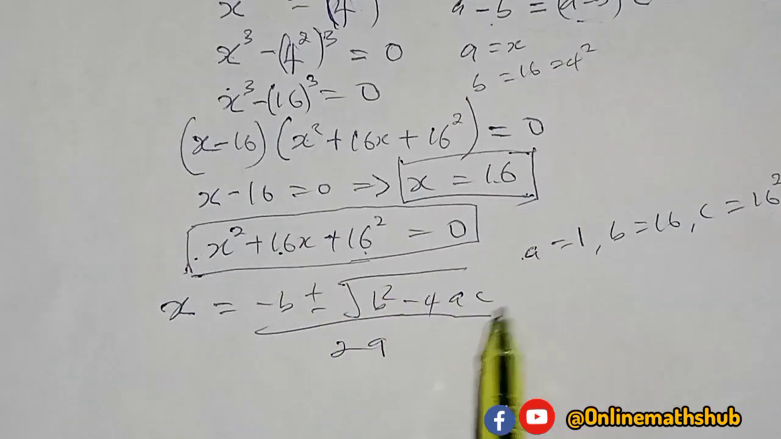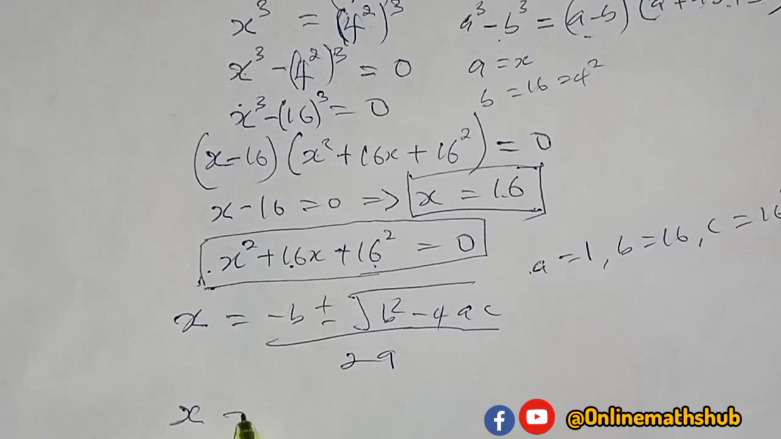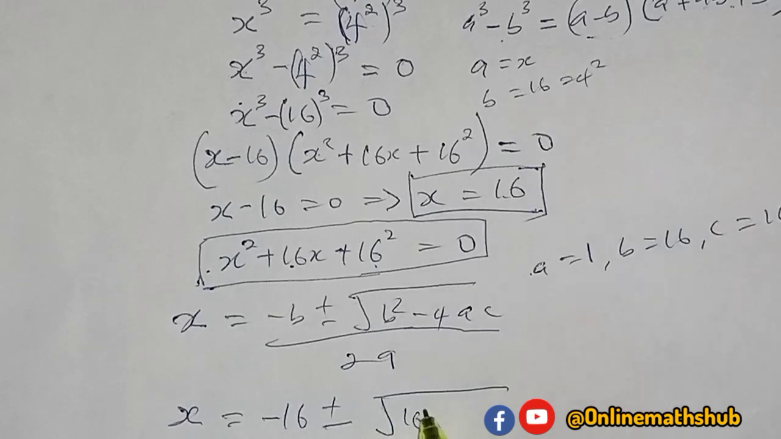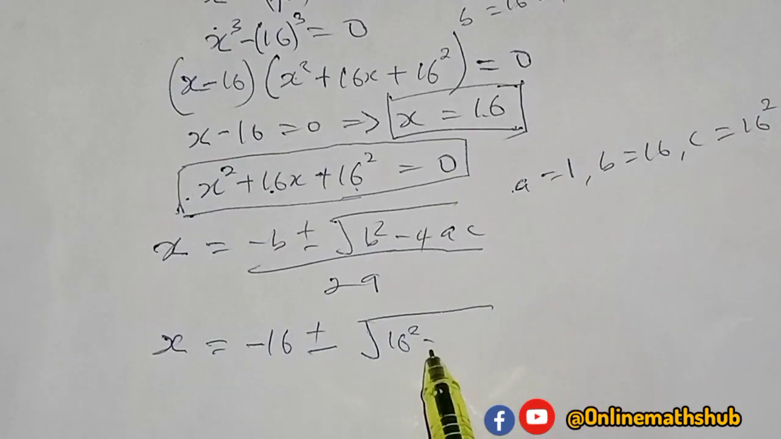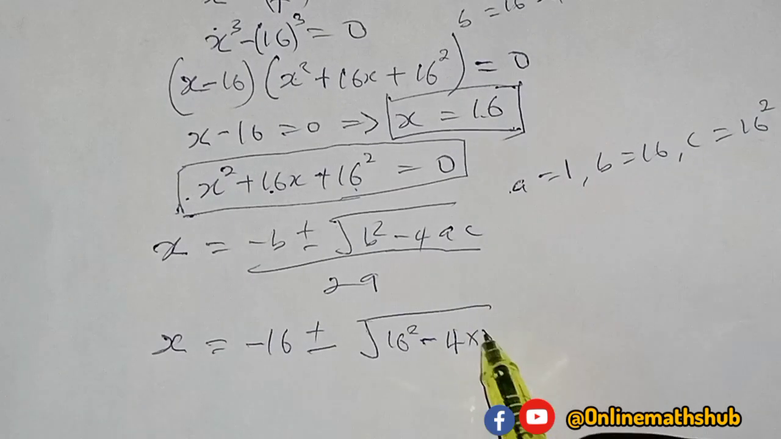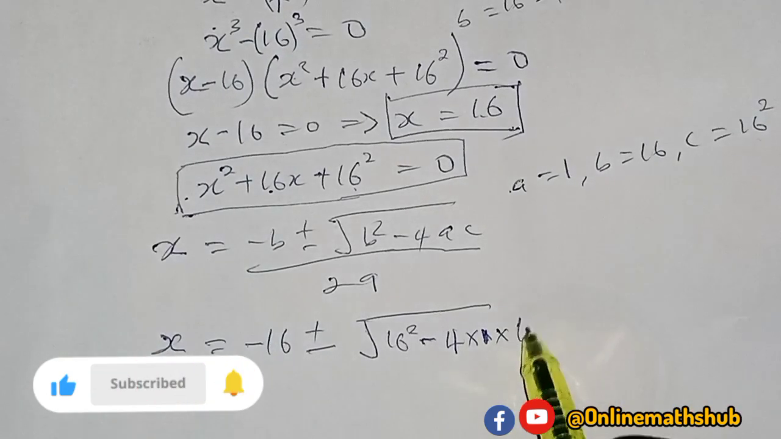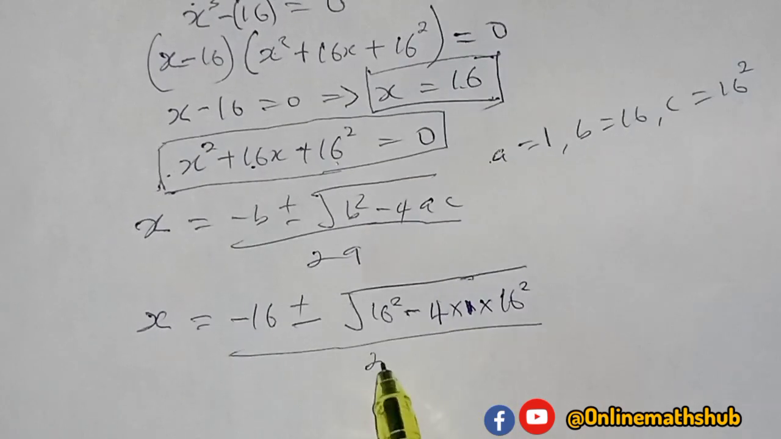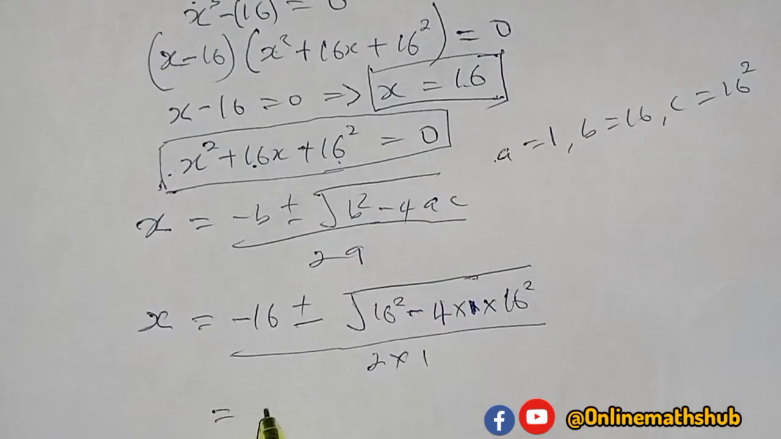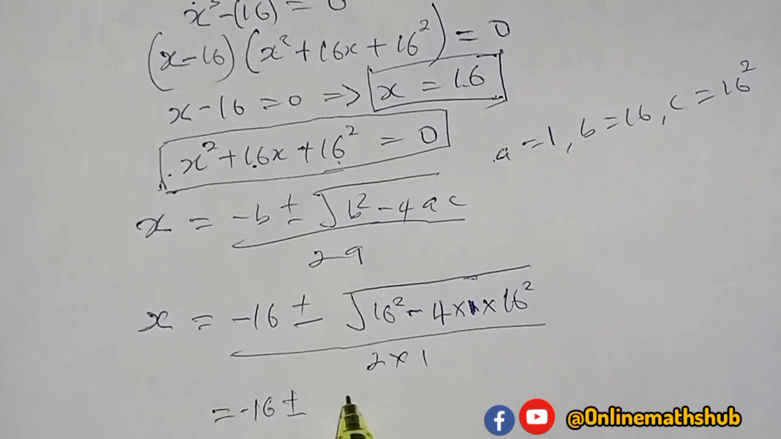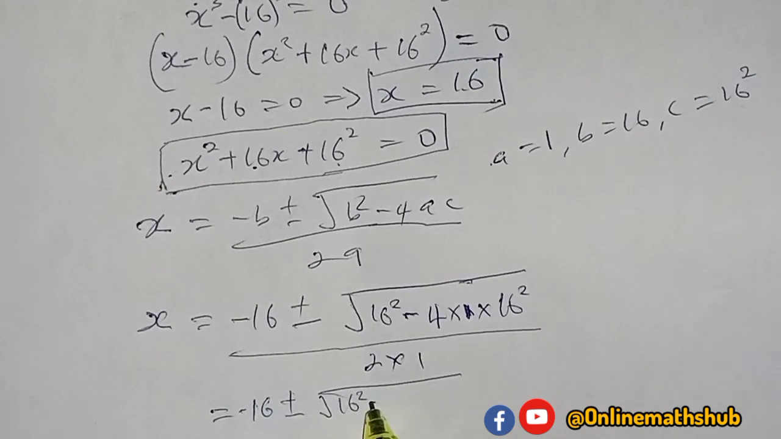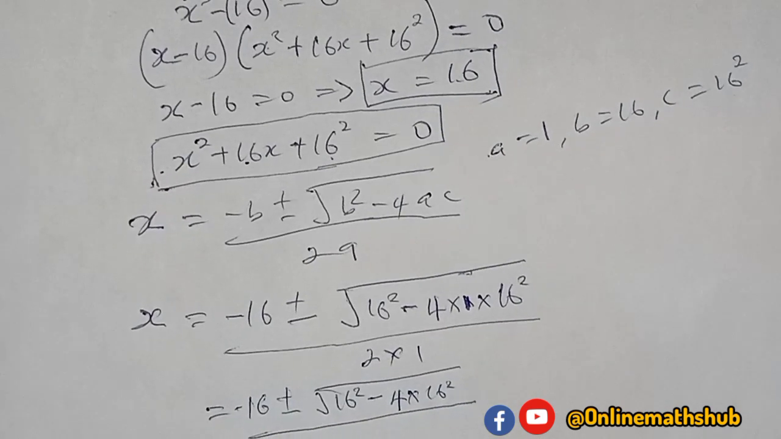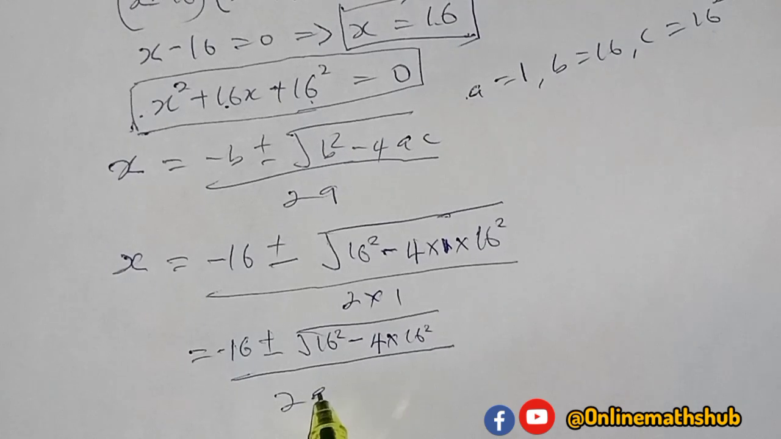So substituting it in this formula, I have that x is equal to minus b, which is minus 16, plus or minus the square root of 16 squared minus 4 times 1 multiplied by 16 squared. Of course, it's divided by 2 times 1. This is actually going to give me minus 16 plus or minus the square root of 16 squared minus 4 times 16 squared, divided by 2. 2 times 1 is actually 2.